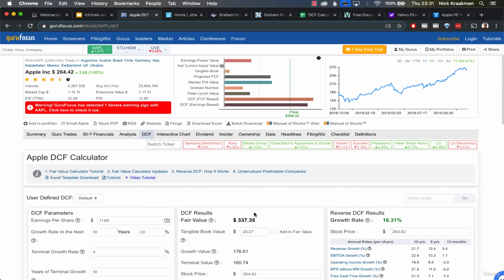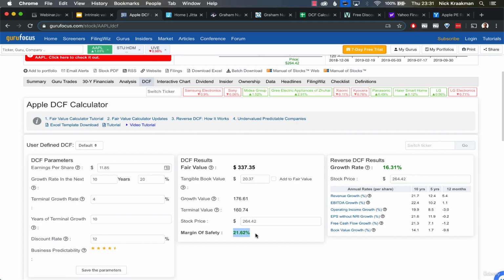So that means that Apple is currently 21% too cheap at the moment. However, that's based on a 20% growth rate. So how realistic is that? I don't think it's that realistic, because Apple is already one of the largest companies in the world. If it would grow another 10 years at 20% per year, that would create something humongous. So I don't think that's going to happen.